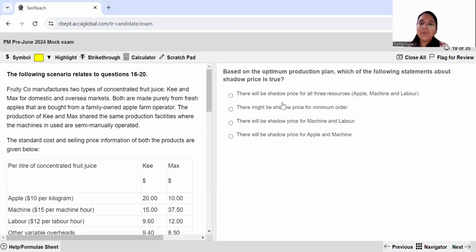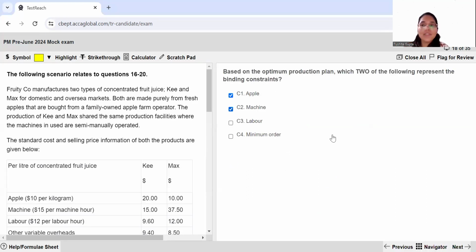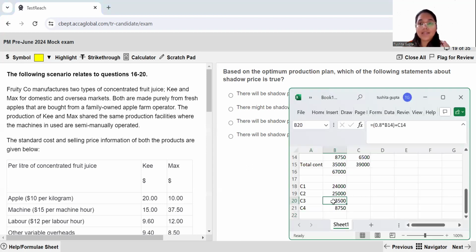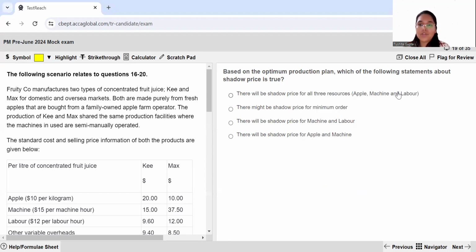Let's move to the next question. Based on the optimum production plan, which of the following statements about shadow price are true? Shadow price will always exist for any of your binding constraints. Like in the previous question, we identified apples and machine hours to be our binding constraints. Shadow price will only exist for those resources which are binding constraints. If we get extra of them, we can increase our profits. We still have capacity left when it comes to the C3 constraint. The capacity is 15,000, so this resource is not an issue. These two resources, if we get more, we will be able to increase our overall profit. So there will be a shadow price for all three resources is incorrect.